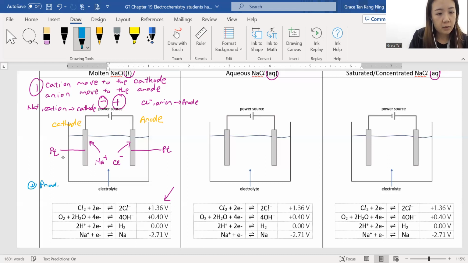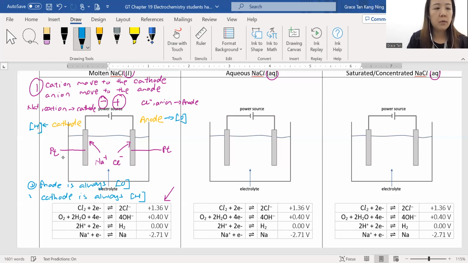Anode is always oxidation, and cathode is always reduction. This is principle number two. So if you know anode is on the right-hand side, that means oxidation is on the right. Cathode is on the left-hand side. So far, you need to memorize these two principles, okay?